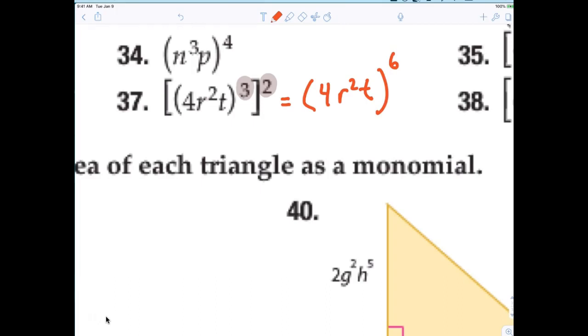Now, again, you should know 4 to the 6th, I think, is 4096. R to the 12th, T to the 6th. That should be the answer.